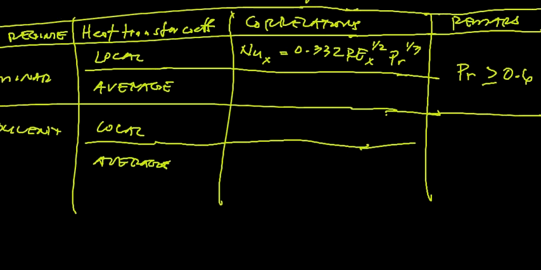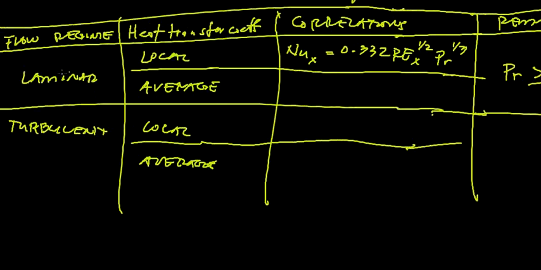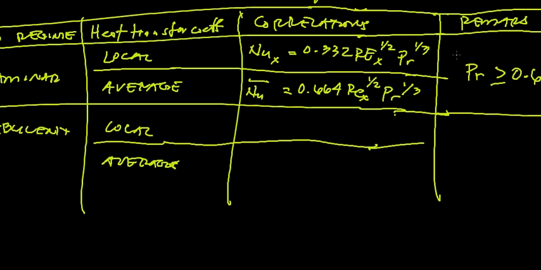Okay, so for the average heat transfer coefficient for laminar flow regime, our correlation is Nu bar, for the denotation of the average, equal to 0.664 Re^1/2 Pr^1/3. Same remarks, it is only true when we have a Pr value greater than or equal to 0.6.